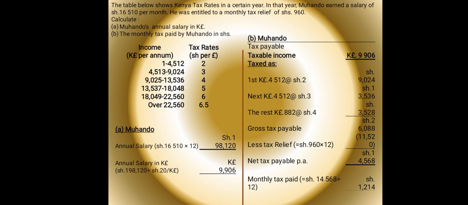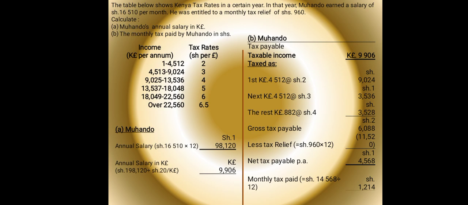The table below shows Kenya tax rates in a certain year. In that year, Mohando earned a salary of 16,510 shillings per month. He was entitled to a monthly relief of 960 shillings. Calculate A, Mohando's annual salary in Kenya pounds, and B, the monthly tax paid by Mohando in shillings. Now, the first table shows the tax brackets, the income, and the rates per bracket. Now, let's go to the next table.